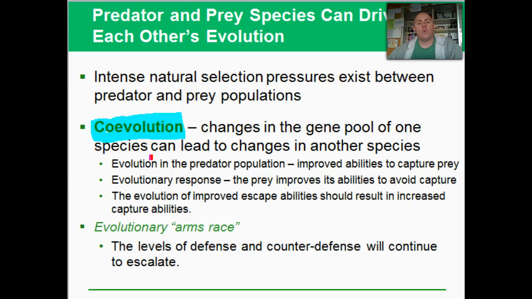So you can see that one species makes the other one evolve, and the other one has to evolve to catch up, and it creates an improvement or an evolution by both of the individuals involved: the prey trying to avoid capture and the predator trying to do the capture or eat them up. So the levels of defense and counter defense will continue to escalate in what you could think of as an evolutionary arms race. That's what coevolution is in a nutshell. It's a cute way to say it, isn't it?